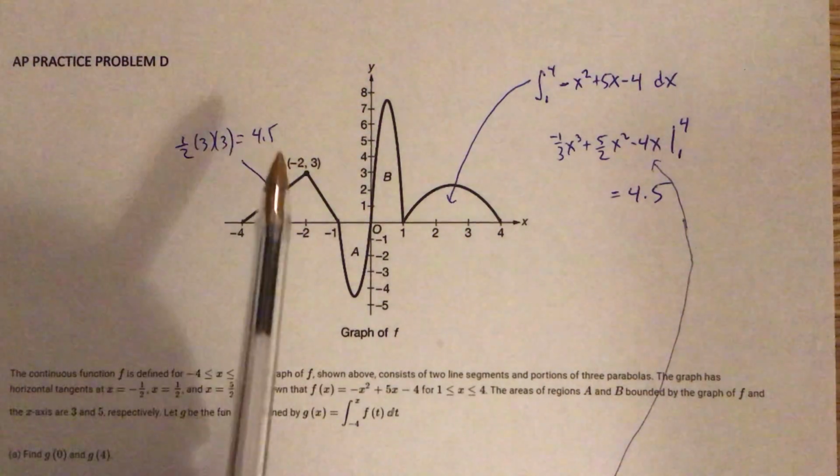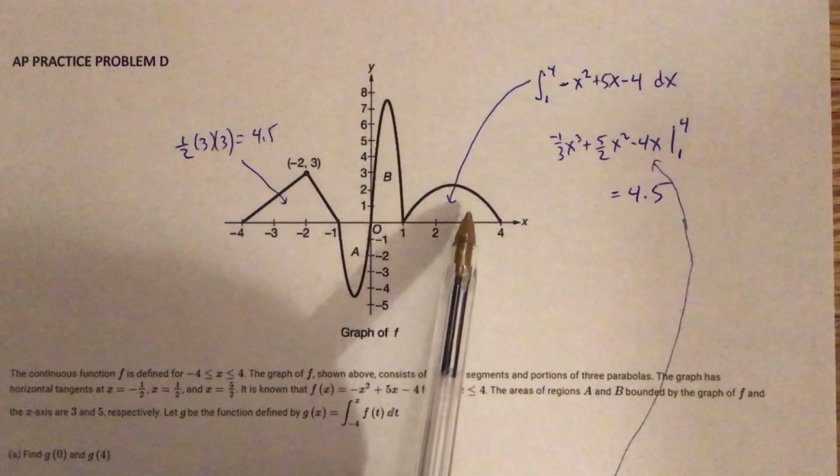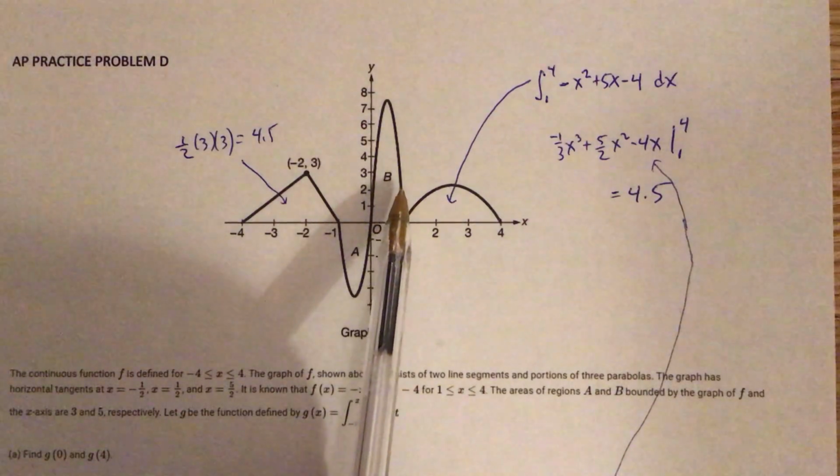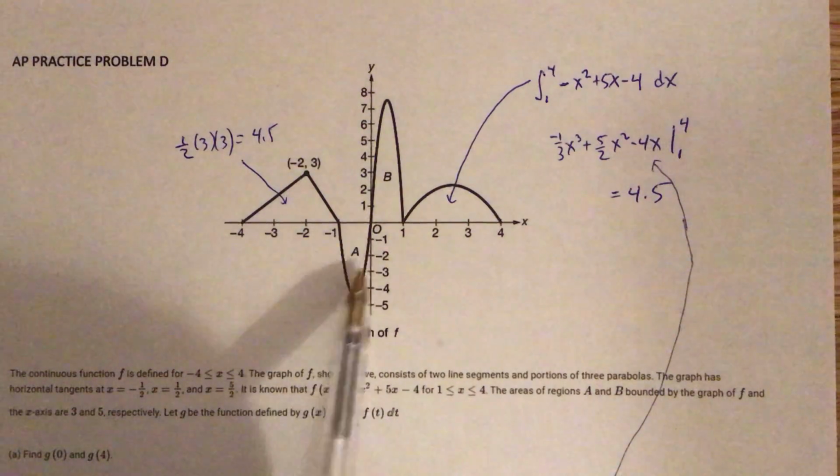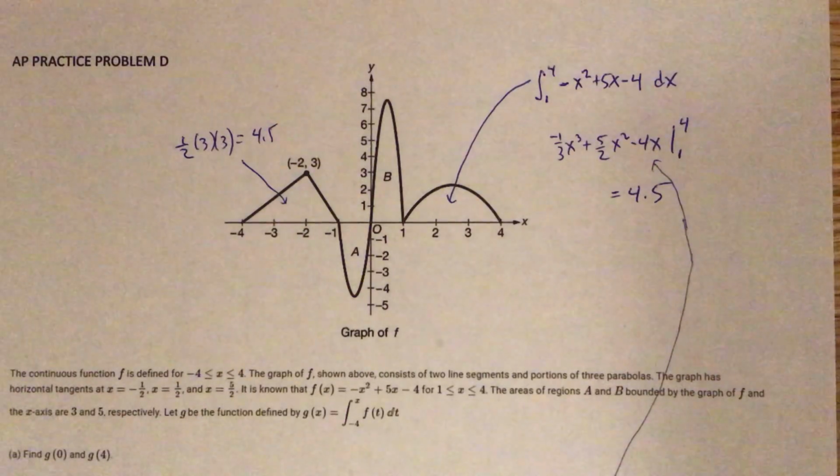So now we have all the areas. This is 4.5. This is actually also 4.5. This is 5, and this is going to count as an integral as -3. So now we can start answering questions.